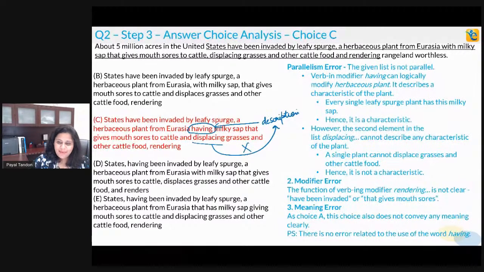So having and displacing, the logical reason to reject this choice is that having and displacing should technically be part of the same list, right? They should serve the same role, but they are not serving the same role, and that's the reason why this choice is wrong, okay? All right, so, all right.